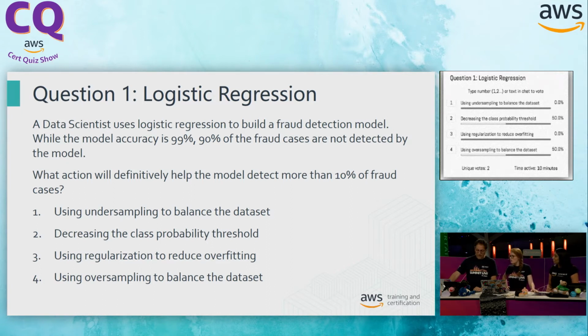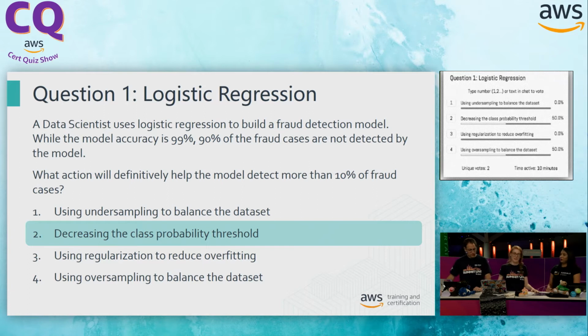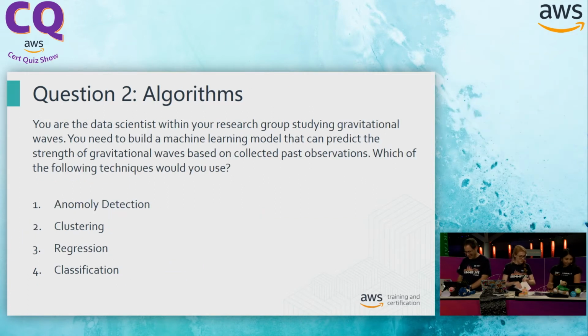How are we looking on the poll, John? Oh, a little bit for 2, a little bit for 4. 2 and 4. Let's reveal the first answer. 2 it is. Ash wins again. Ready for question 2 today, Ash?